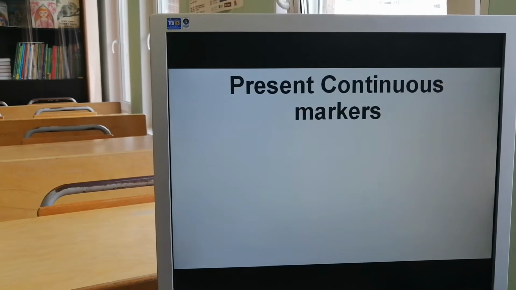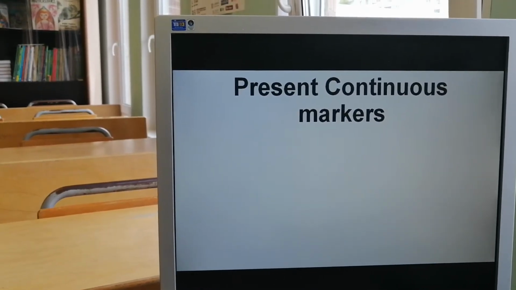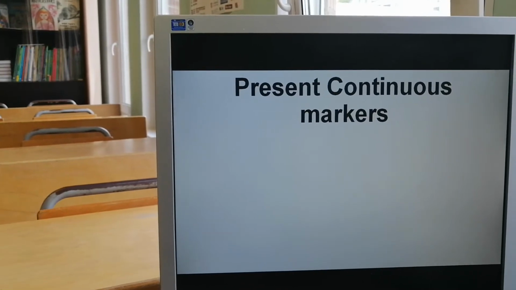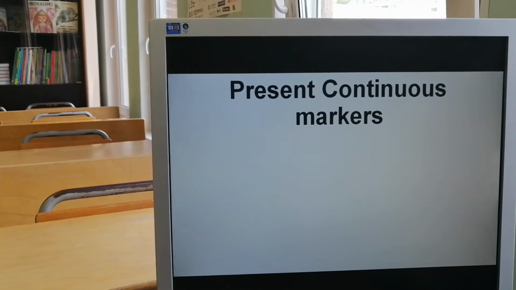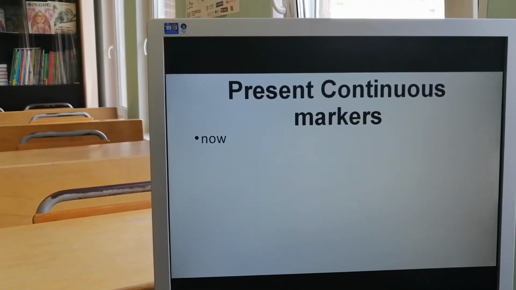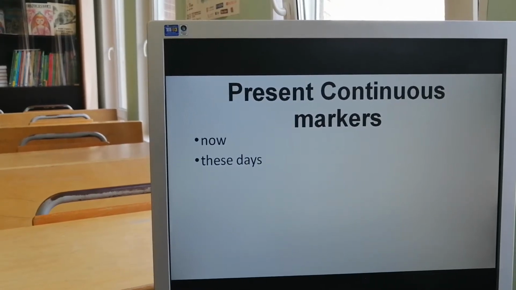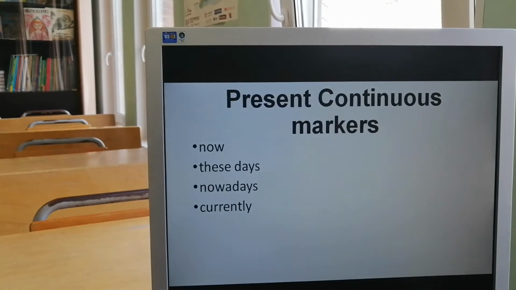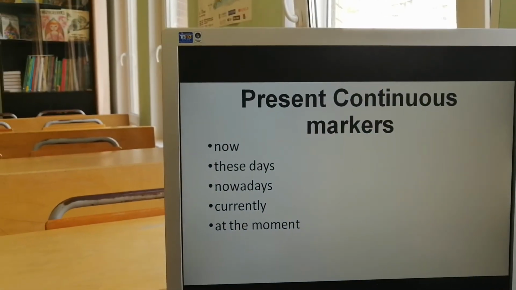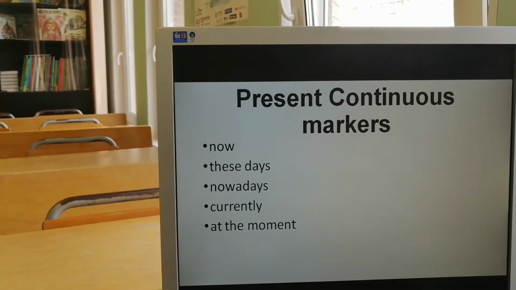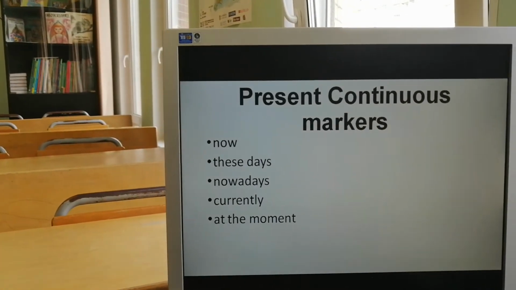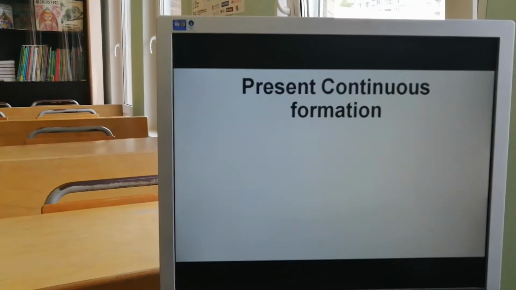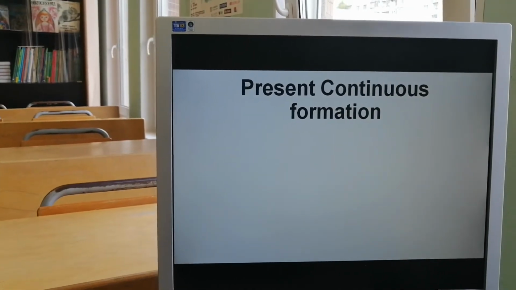So, words which help you understand that you need the present continuous in a sentence are, of course, now or right now, these days or nowadays, currently, at the moment. And, of course, the markers of future, if you mean personal plans.